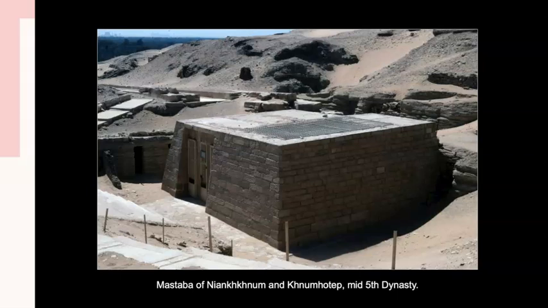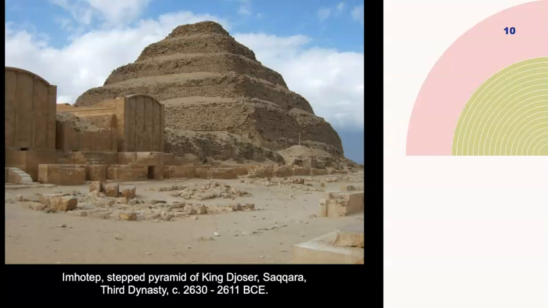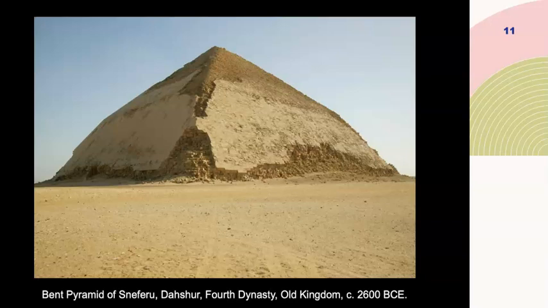Here's an image of a mastaba, where you see the flat roof. The burial site is inside. Here is an example of a stepped pyramid where, like the name suggests, there are steps leading to the point. And the point to the top creates the image of becoming closer to the sun, which is the god they worshipped. Here we see a bent pyramid where the sides of the pyramid slant forward to meet at the peak.